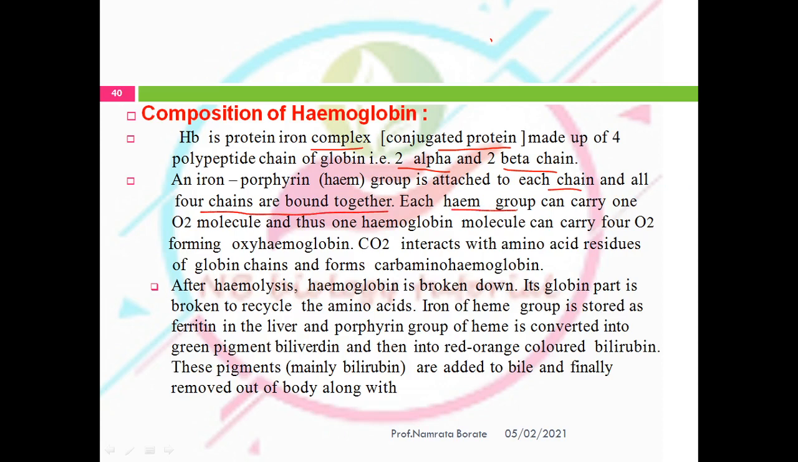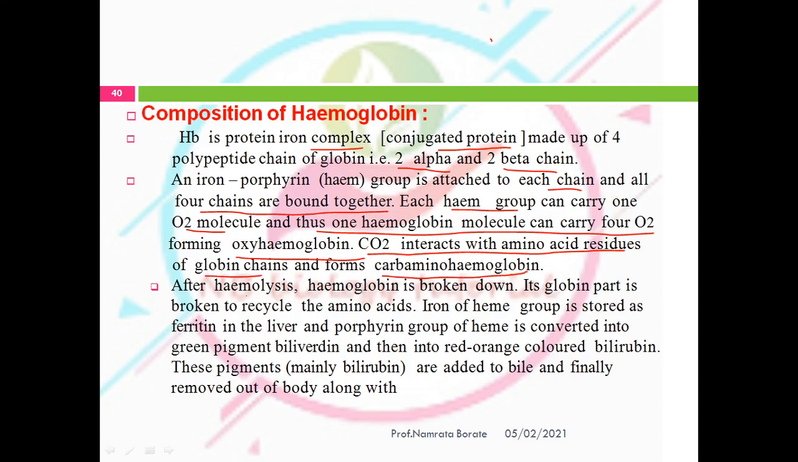Each heme group can carry 1 oxygen molecule. Thus 1 hemoglobin molecule can carry 4 oxygen molecules, forming oxyhemoglobin. And if carbon dioxide interacts with the amino acid residues of the globin, then carbaminohemoglobin is formed.